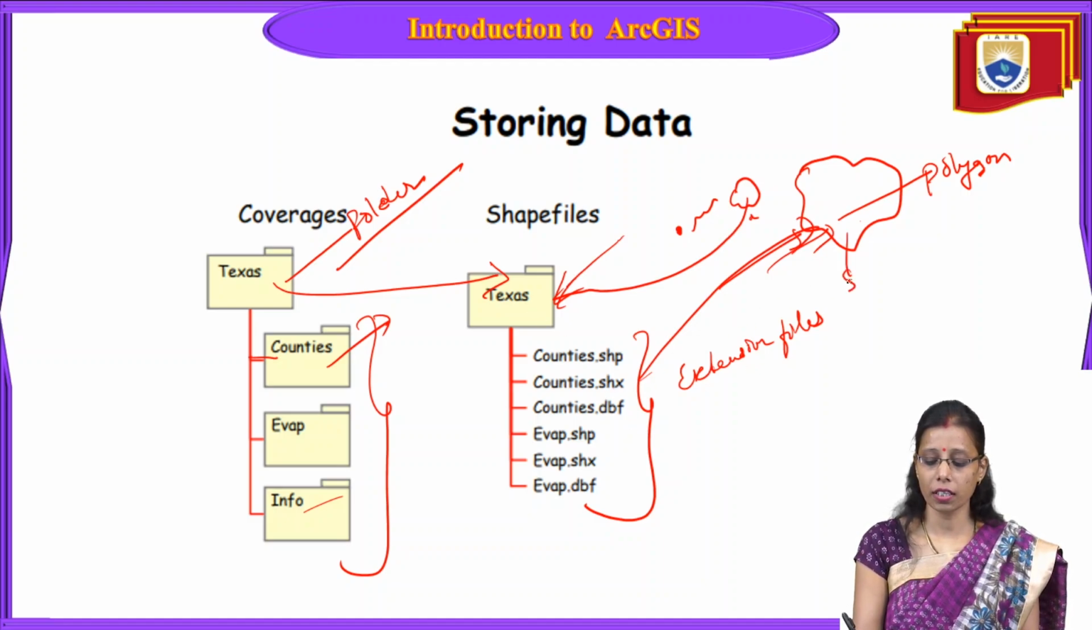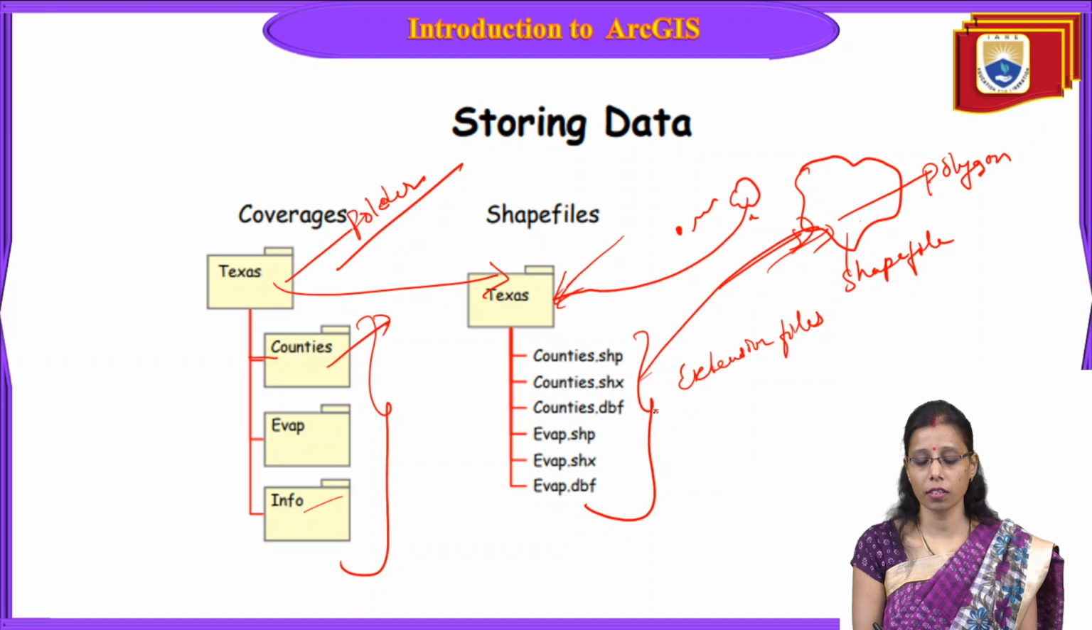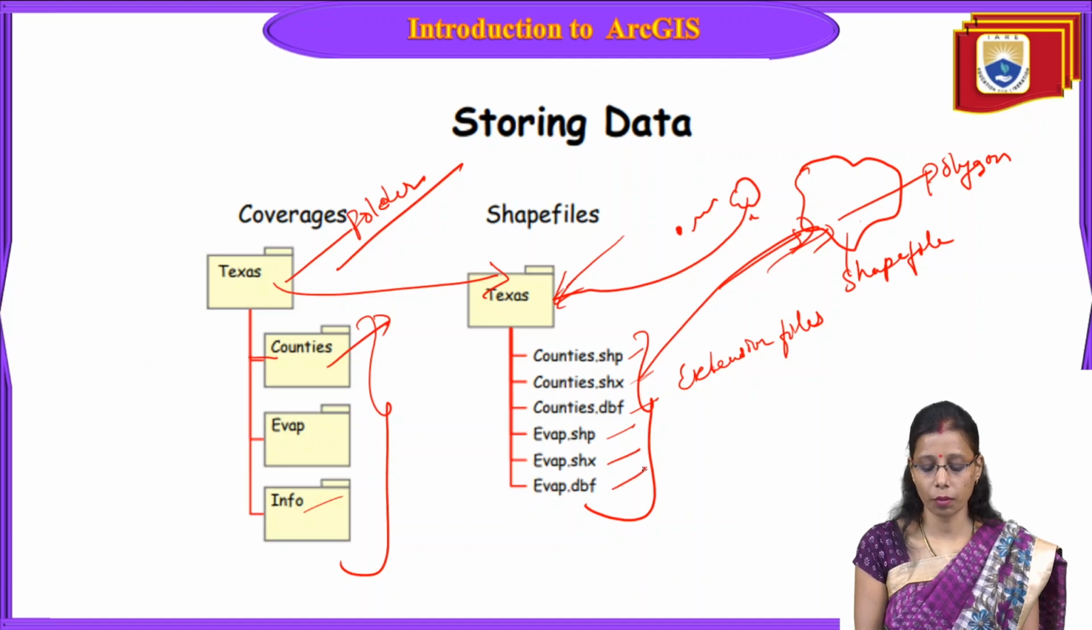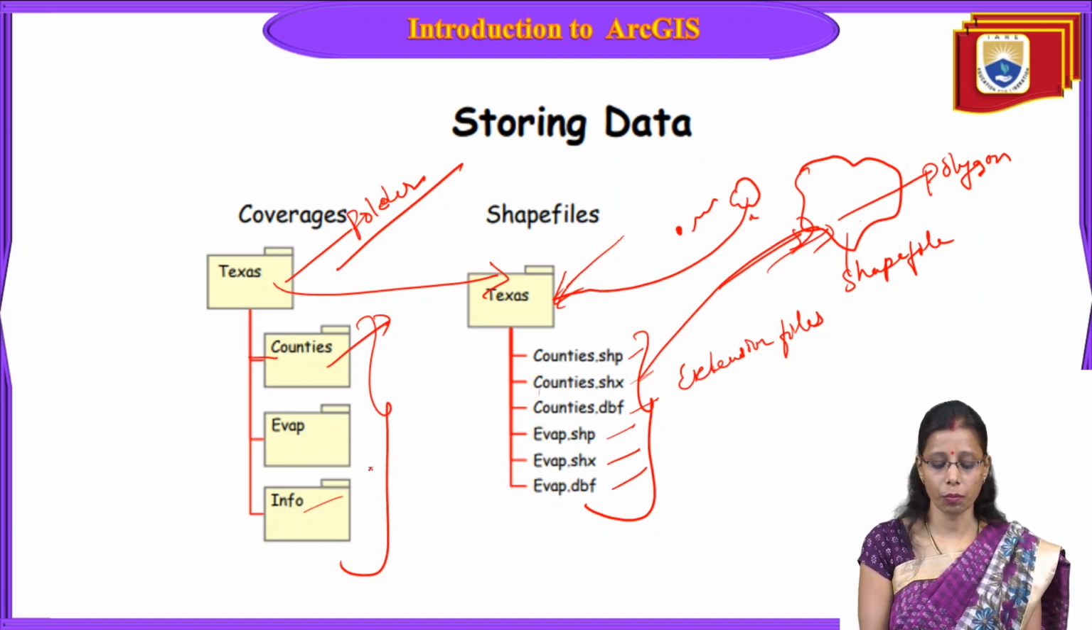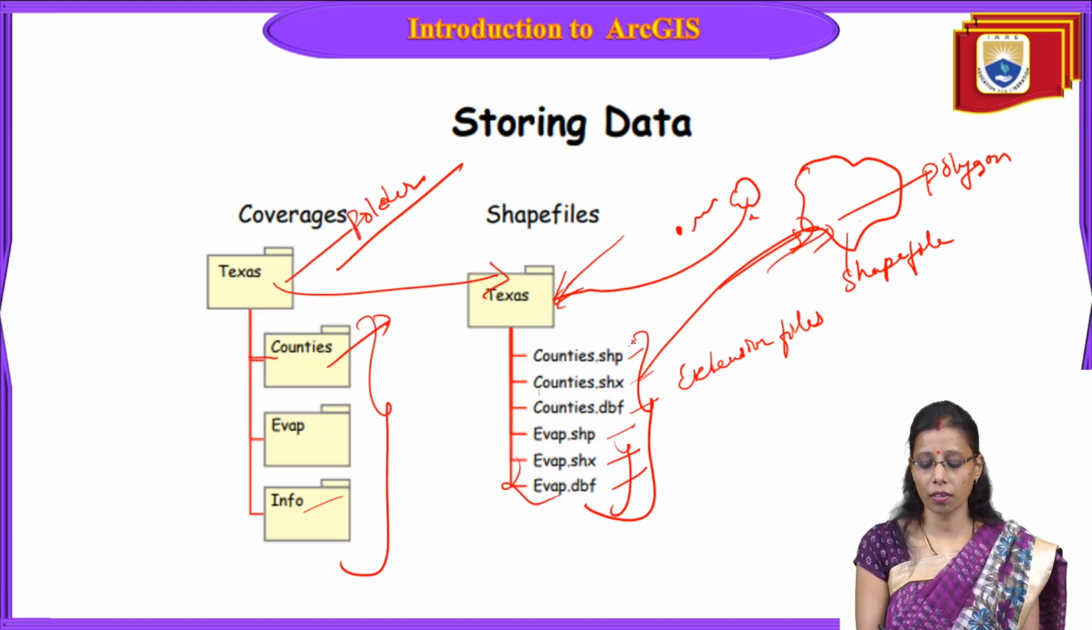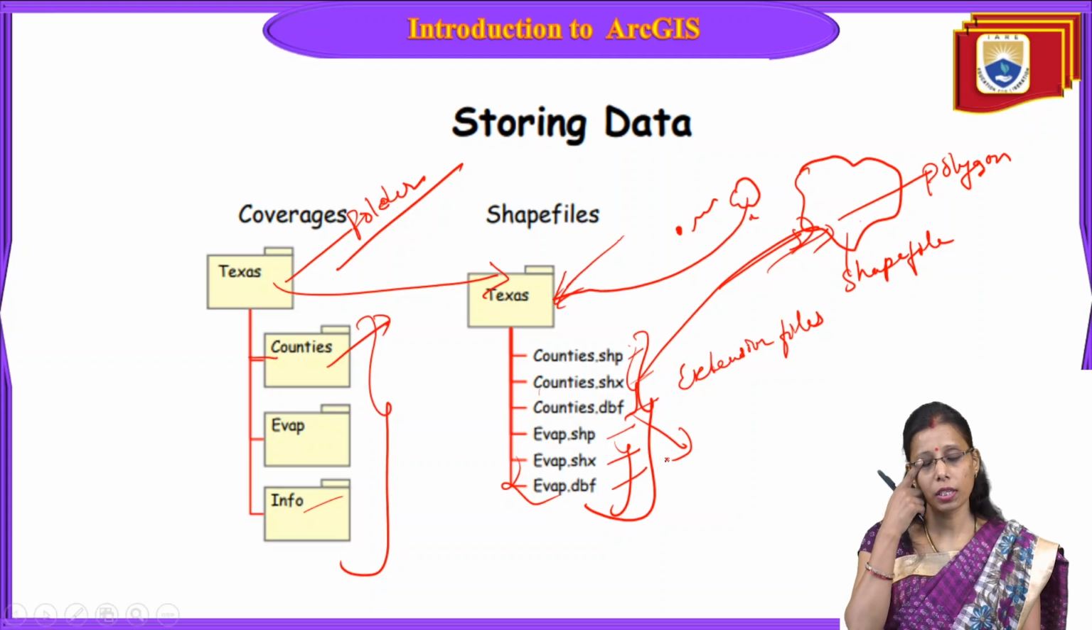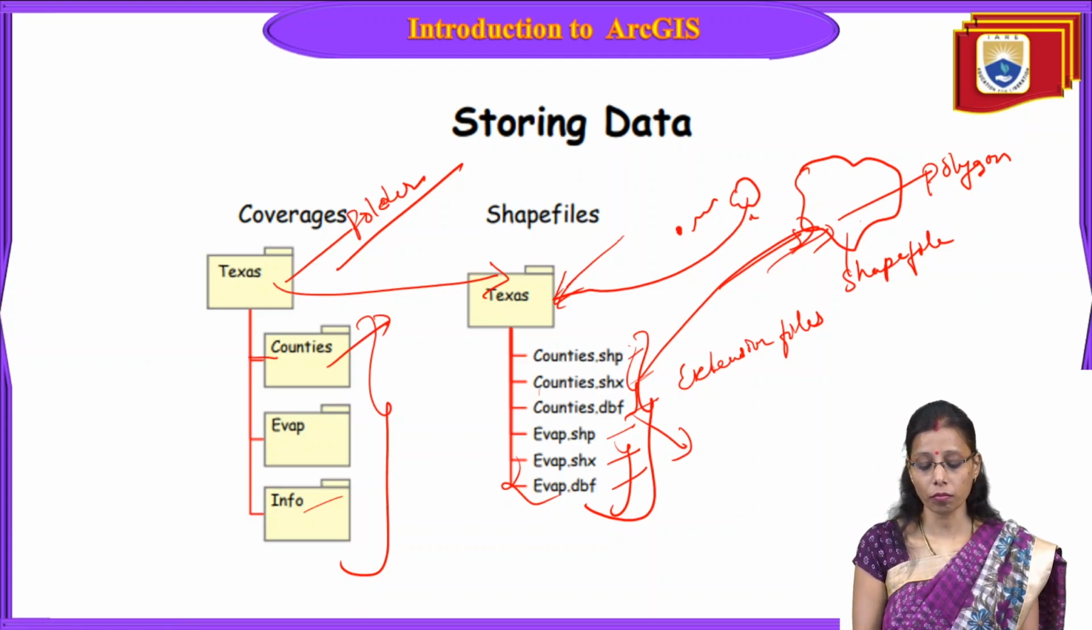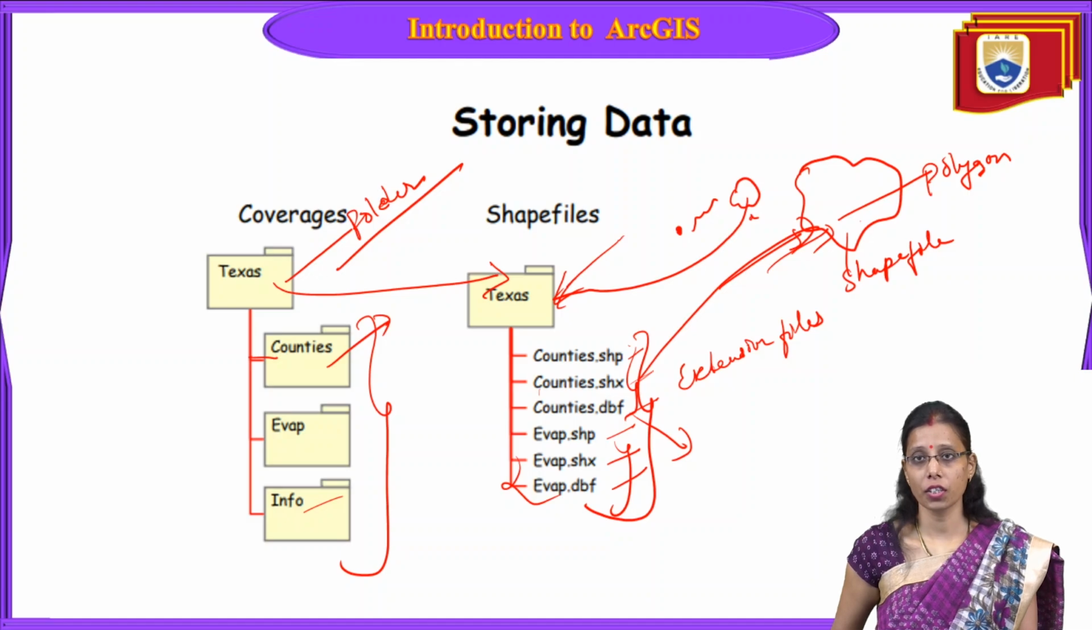If I create the shapefile, what will happen? It will automatically create all these extension files. What are the extension files here? .shp, .shx, .dbf. Of these two things, quantities and evap, I have created these two shapefiles. First, 3 files will be created. Later, more files will be added to this shapefile. So this is how the data is stored in ArcGIS.